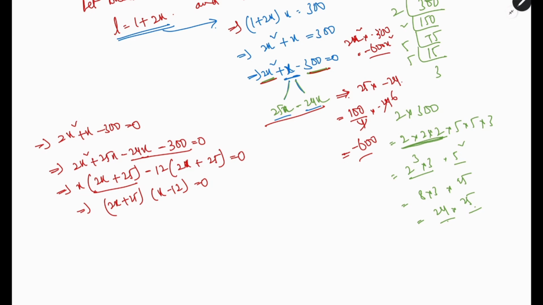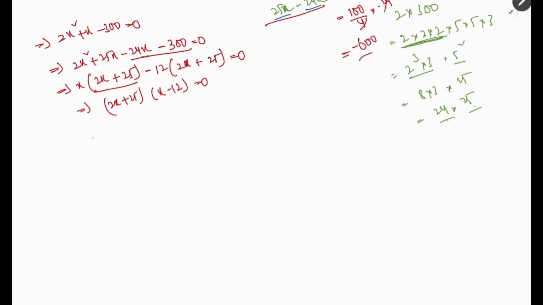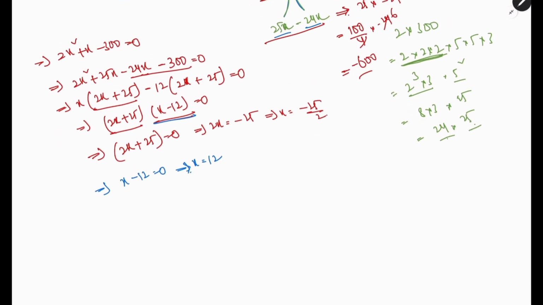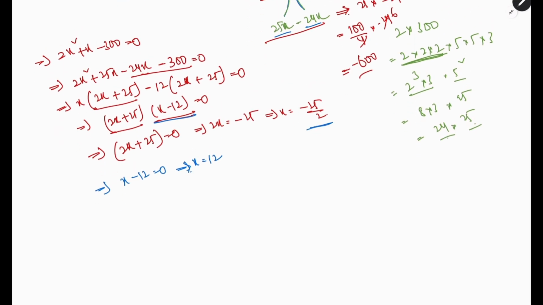If you take this first term 0, 2x plus 25 equal to 0, then 2x equal to minus 25, then x equal to minus 25 by 2. And if you take this term equal to 0, then x minus 12 equal to 0, that is x equal to 12. See, the value of the breadth cannot be in negative terms. So this is wrong. So it is 12.